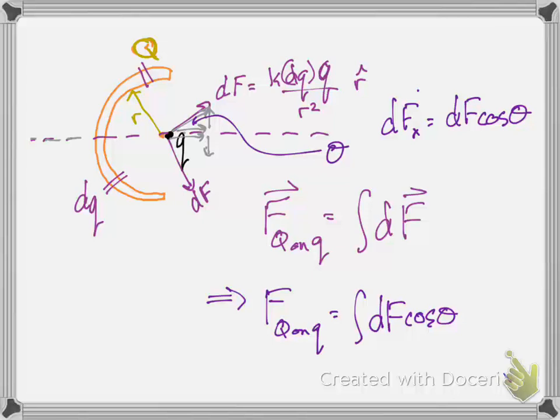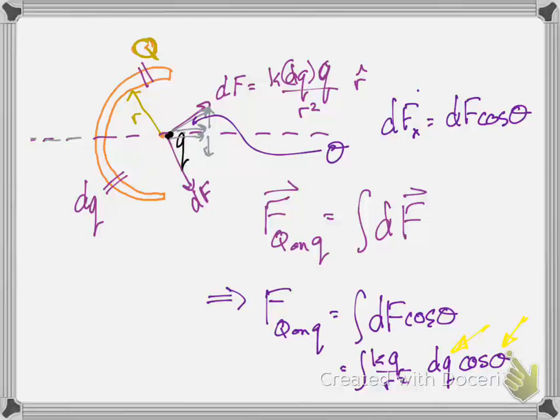So we can turn the vector equation into a scalar equation by saying everything's in the plus x direction if we write dF cosine theta, so we don't have to worry about directions. And so I'm going to go ahead and fill in kq over r squared, just putting the constants in front, and we've got dq cosine theta.